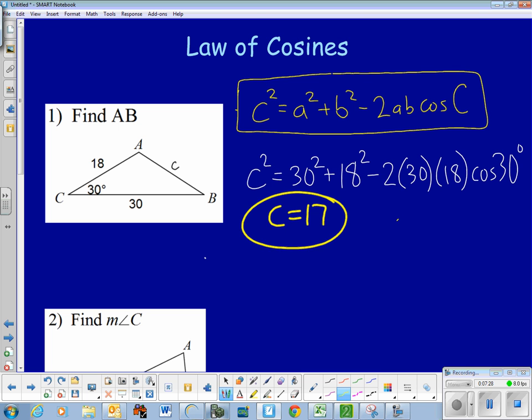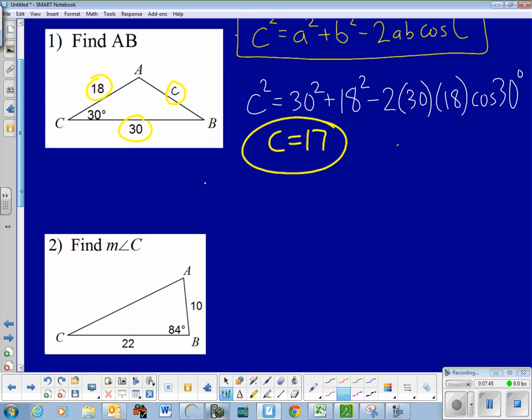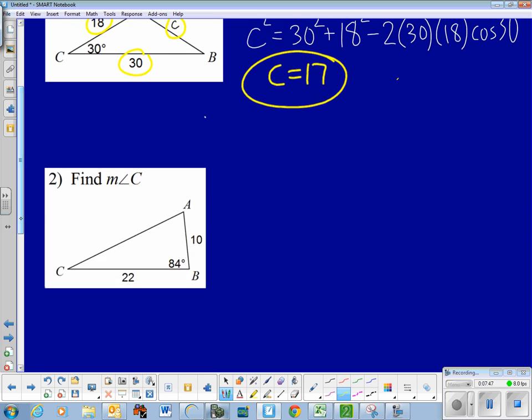All right, and always check, is it reasonable? If that's 18 and that's 30, is it reasonable that that's 17? Yeah, it is. All right, so what you've done is you've found missing parts of a non-right triangle. It's important, very important in our study of trigonometry. All right, so let's look at a different scenario. Using the law of cosines to find a missing angle. In this case, C is what we're looking for.